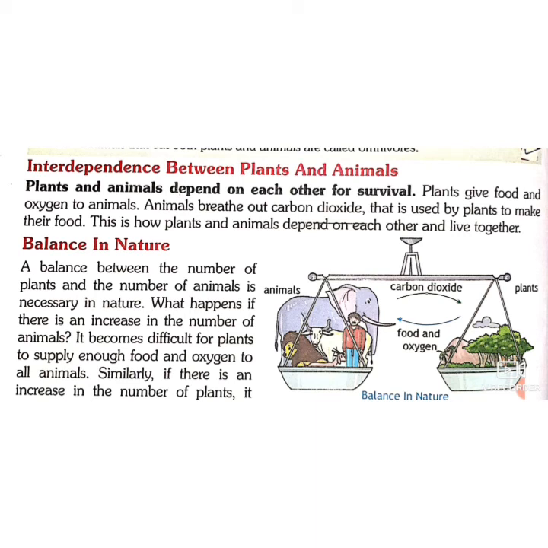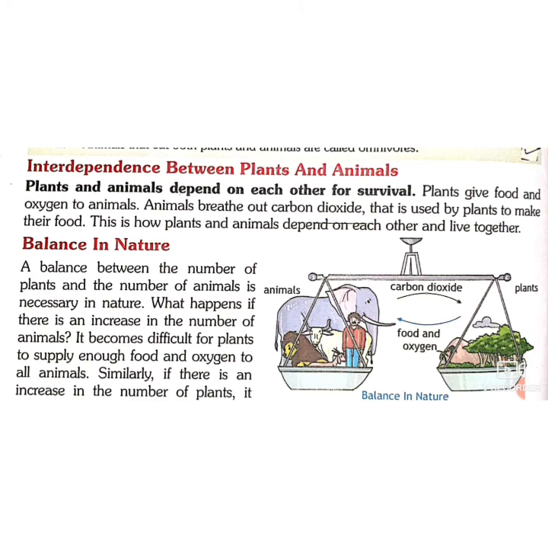Now, interdependence between plants and animals. Inter word is used for between the two. So this topic is that plants depend on animals and animals depend on plants. Yes, this is true that we depend on plants and plants depend on us for our survival. Plants give us food and oxygen, glucose and oxygen they make in the process of photosynthesis, which is important for our survival. We cannot live without it.